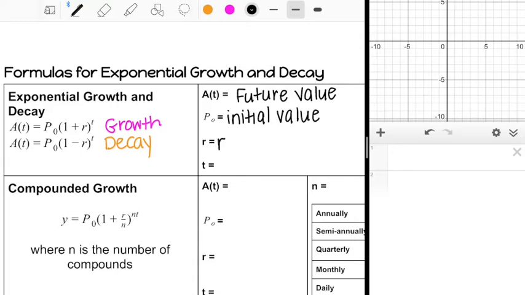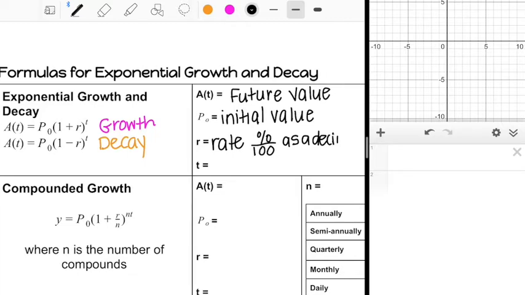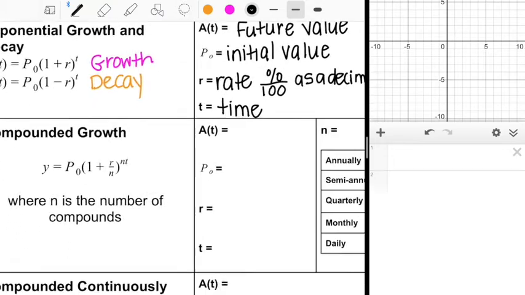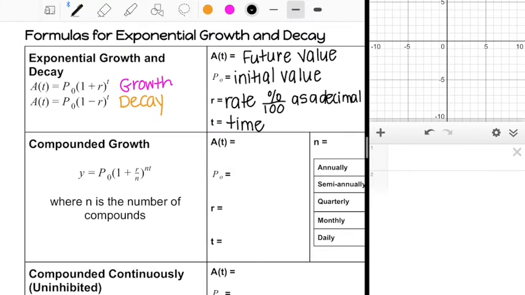R is going to stand for the rate. However, you need to take your percentage and divide it by 100. You need to put it as a decimal, so the rate as a decimal. And then t is going to stand for time. That applies to the exact same thing.